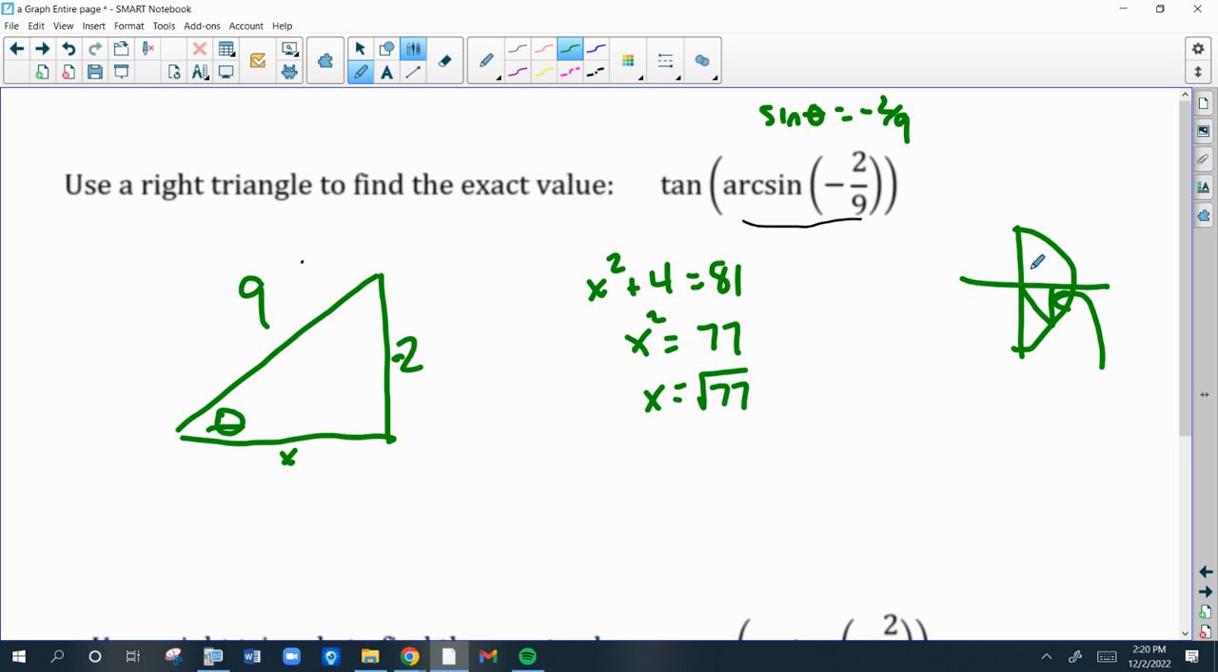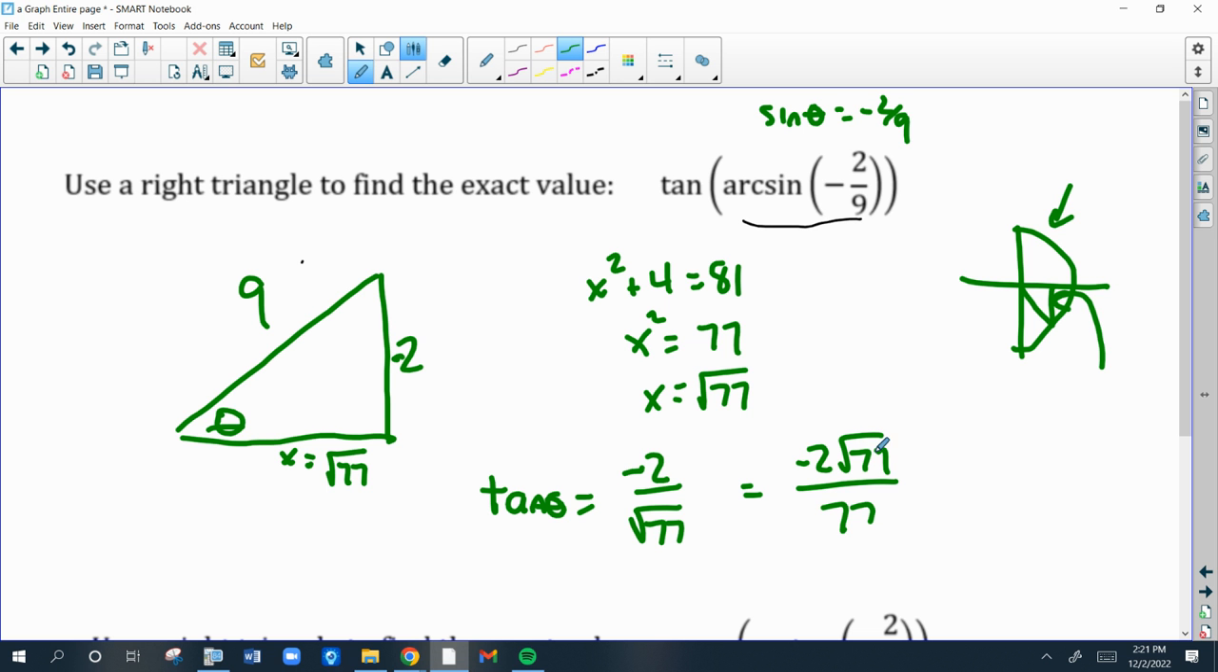It's really plus or minus, but if you look at the arcsine domain, x is always positive. So this is always going to be positive for arcsine. So now we're ready to go. Tangent of this angle that we just created the triangle for is opposite over adjacent, and you're done. If you like to rationalize, go ahead. You don't need to. That's that.